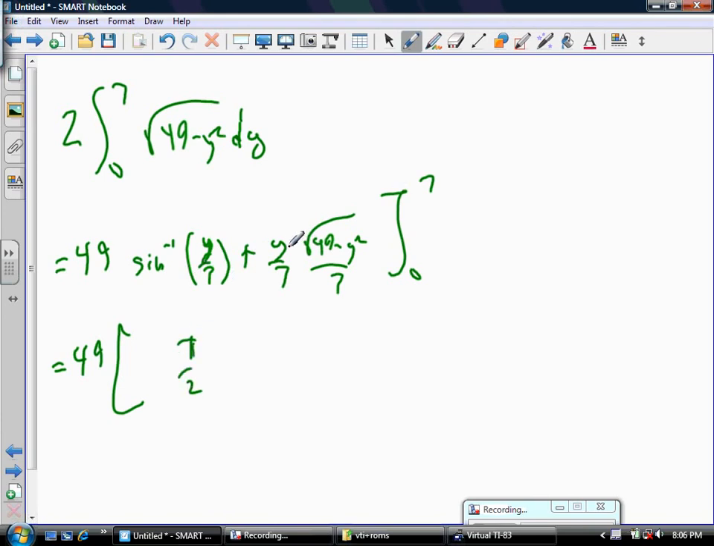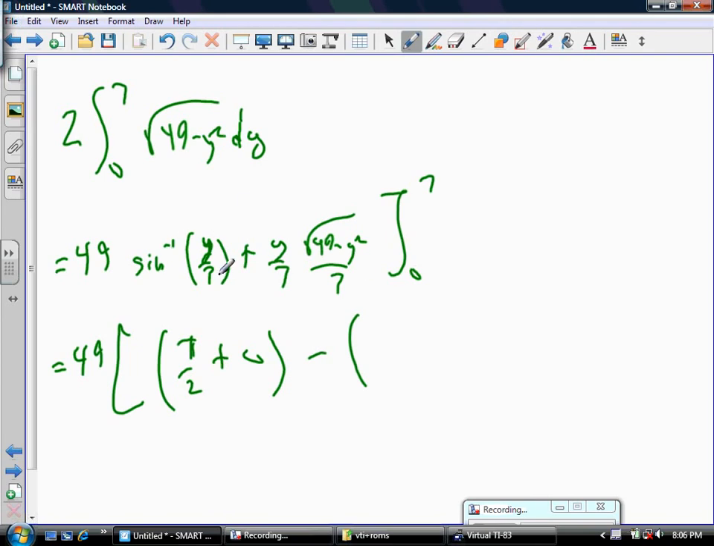What if I plug in 7 here? 7 over 7 is usually, last time I checked, 1. Okay. What's 49 minus 7 squared? 0. Rad 0 is 0, 0 over 7 is 0. 0 times anything is 0. So it's pi over 2 plus 0. That's what happens when you plug in 7. Minus what happens when you plug in 0.